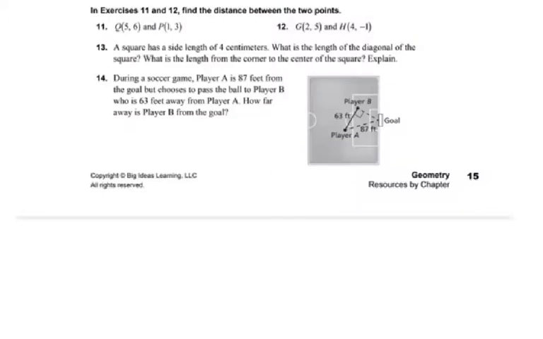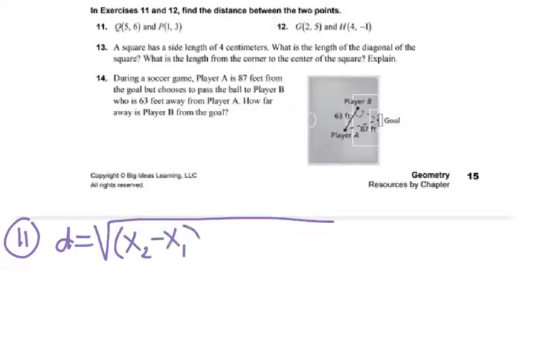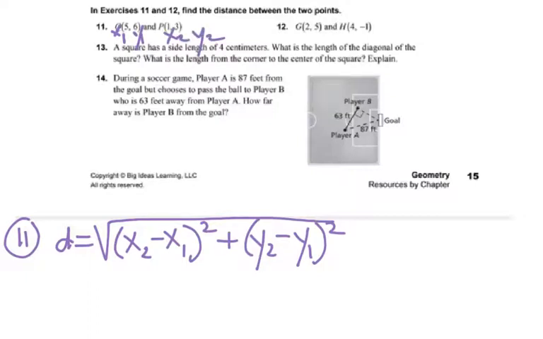Moving on to 11 and 12, find the distance between the 2 points. So for number 11, the distance formula is the square root of (x2 minus x1) squared, that's one of the legs, plus (y2 minus y1) squared. On these problems, this is x1, y1, and this is x2, y2. In other words, you just have to pick one of them to be 1 and another one to be the other. And then you pop the numbers in.